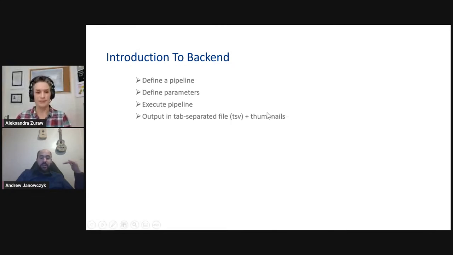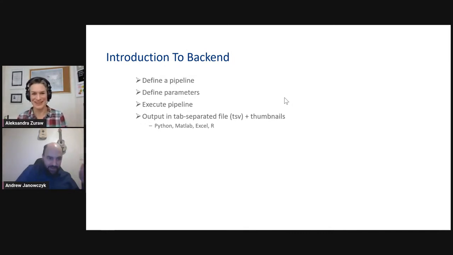The output here is now going to be a tab-separated file, so it can be read into Python, MATLAB, Excel, R. It's the most basic generic format that you can possibly imagine. And then all of the thumbnails themselves are stored as PNGs. So you can load that PNG in absolutely any image program that you can imagine. You can load that into QuPath. You can load it into Microsoft Paint. Anything's going to load that. And again, this was intentional because we wanted it to be as versatile as possible, and we made some design decisions to support that.